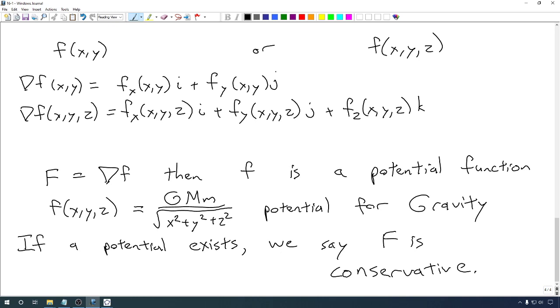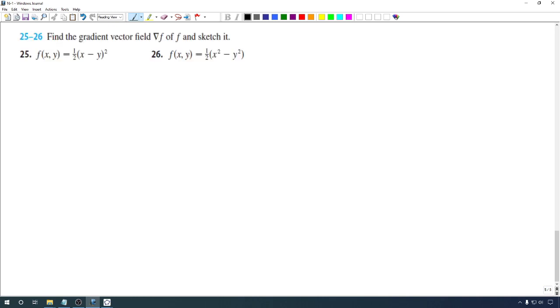Identifying whether or not a given vector field is conservative can be a little bit tricky, and we're going to come back to that question in some later sections as well. So for the moment, we'll mostly use this idea of the gradient to actually generate some vector fields that we can take a look at, but we're not going to really identify whether or not a given vector field is actually conservative yet. So let's take a look at some examples.